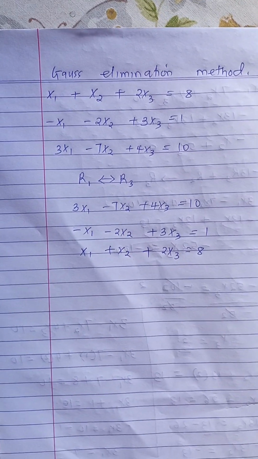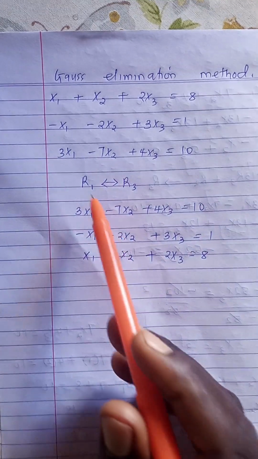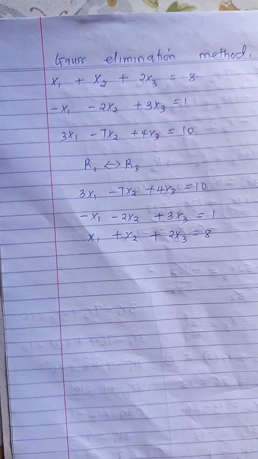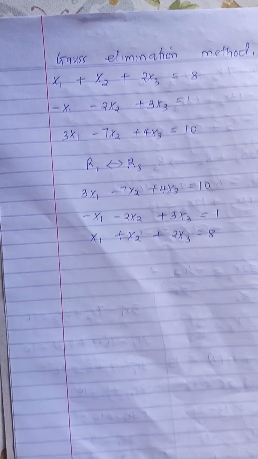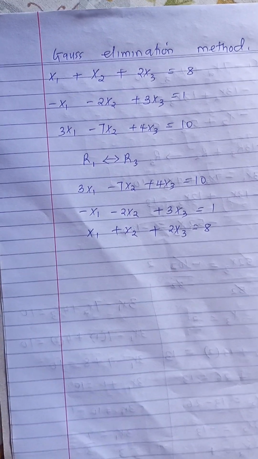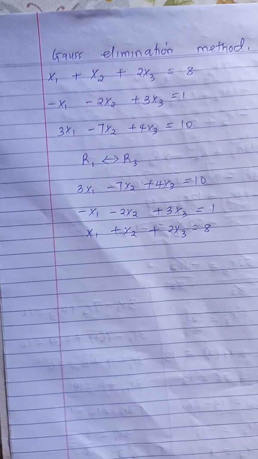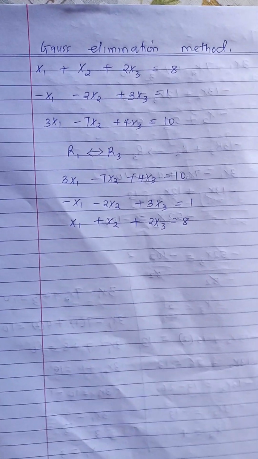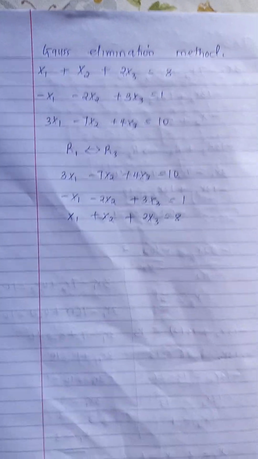So I have swapped row 1 with row 3. I have swapped the two rows. So this is the first step that you will take in using the Gauss elimination method to solve a system of linear equations. It is swapping the equations. An equation is swapped with another. So that is the first step.